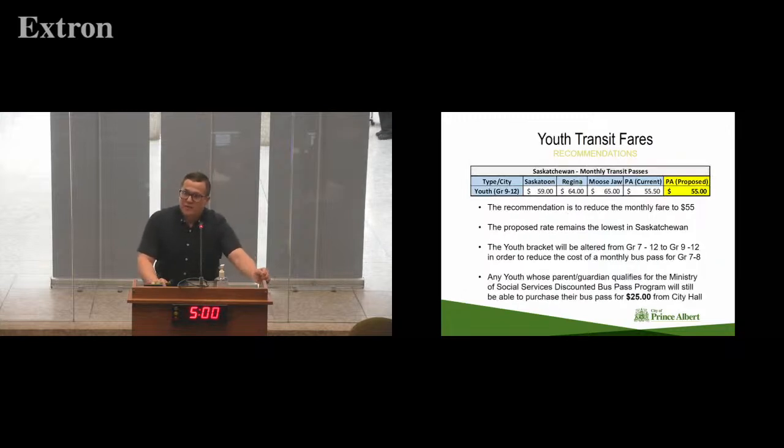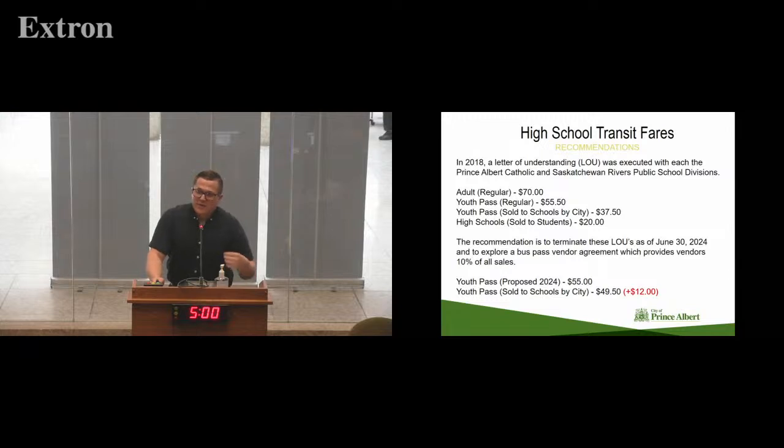Next is youth transit fares, and the recommendation here is to reduce the monthly fare to $55 from $50, and introduce a category that's grade 9 to 12. So this would basically just make the transit passes cheaper for grade 7s and 8s. And once again, any youth whose parent or guardian qualifies for the social services discounted bus pass will get a pass for $25. So this is still the lowest price in Saskatchewan. And one of the things that is a little bit misunderstood is our passes are up for $55.50. However, about 98% are sold for $37.50.